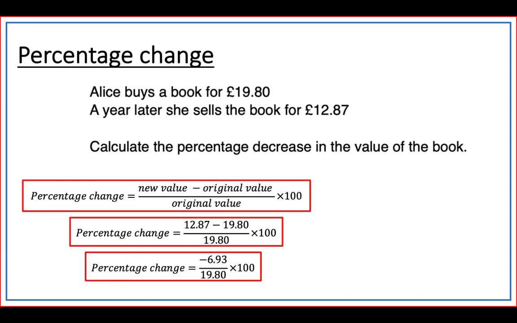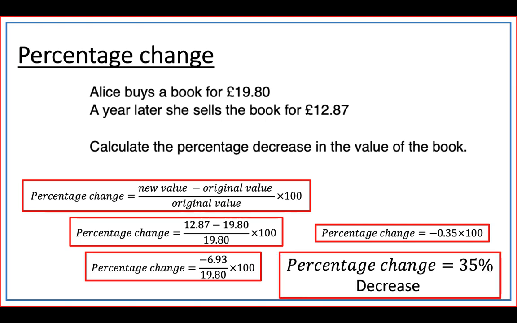When we get our value, we end up with minus 6.93, so obviously that negative tells us it's a decrease, and when we write it out, we end up with minus 0.35 times by 100, and we end up with a final answer of 35%. And what that means is when we're writing it out, our percentage is positive, but we refer to it as a percentage decrease of 35%. Okay, so even though our answer would be minus 35, when we refer to it as a percentage, we would refer to it as a percentage decrease of 35%. So make sure that you've copied this one down into your books.